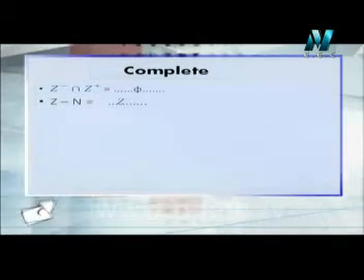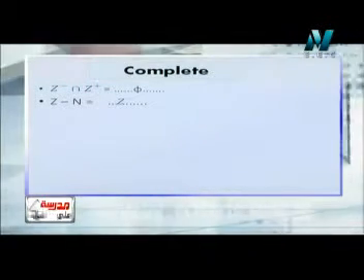The first question: complete Z negative intersection Z positive equal what? Equal phi. Why? Because there is no common elements between Z negative and Z positive. The second question: Z difference N. Difference means what are elements in Z but not in N. The answer will be Z negative.